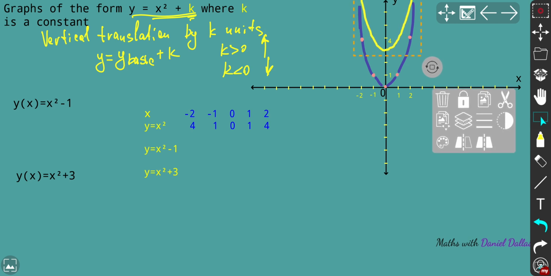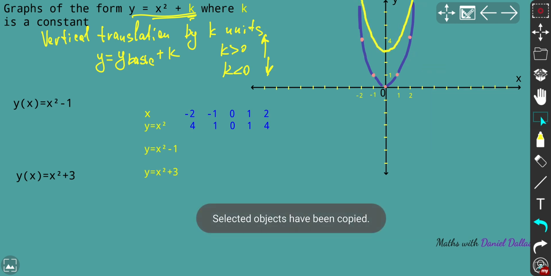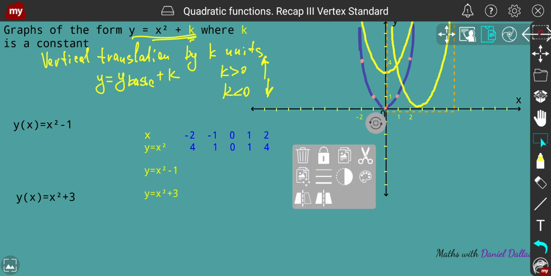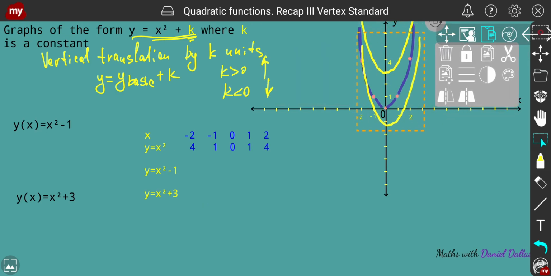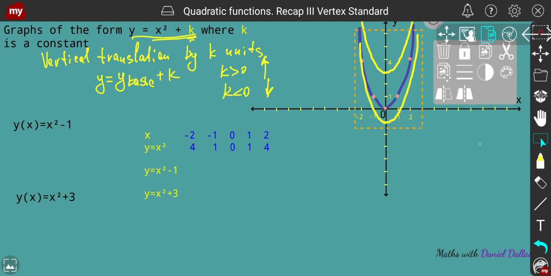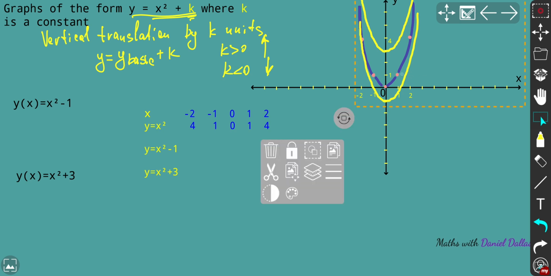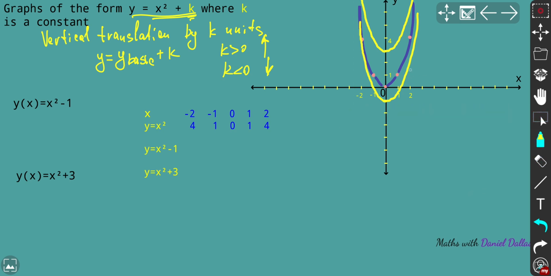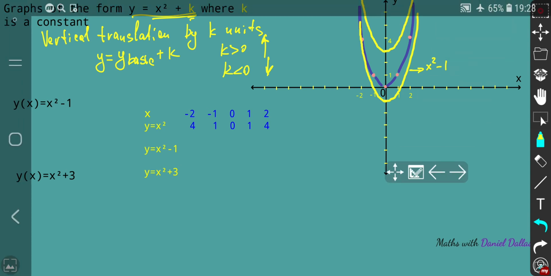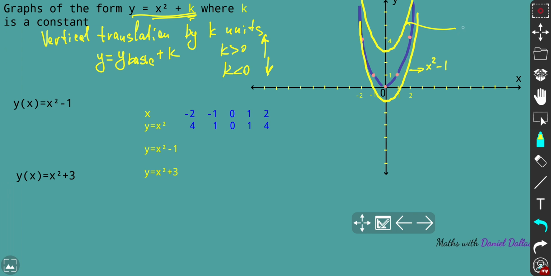It's like this. And I also copy that and say, okay, we've got another one which is shifted by 1 unit down. So that's for another one, okay? So this parabola, the bottom one, corresponds to x squared minus 1, 1 unit down. And this yellow one corresponds to x squared plus 3, so that's the second one.